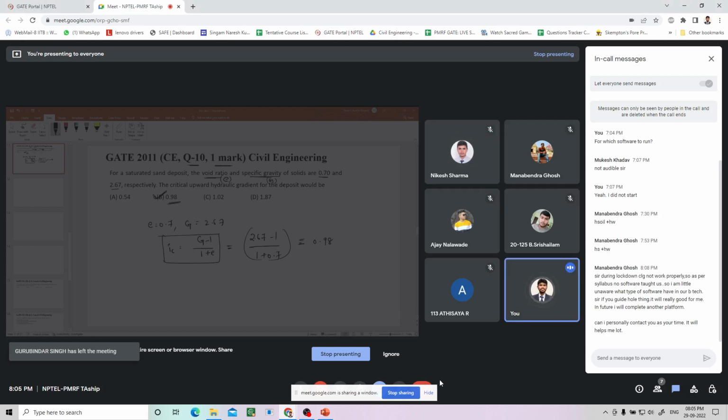Sir, during lockdown, college did not work properly. As per the syllabus, no software was taught to us, so I am unaware of what type of software there is in BTech. Sir, if you guide me on the whole thing, it will be really good for me. Can I personally contact you at your convenience? Manabendra, in the next class we will discuss this, about your configuration and all.